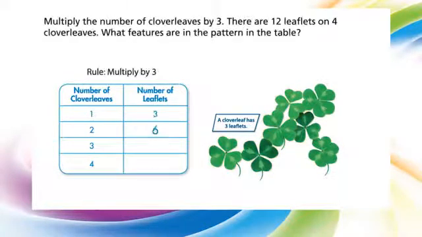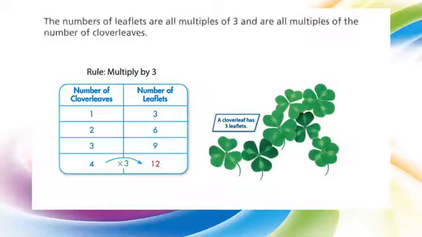Multiply the number of clover leaves by 3. There are 12 leaflets on 4 clover leaves. What features are in the pattern in the table? The numbers of leaflets are all multiples of 3 and are all multiples of the number of clover leaves.